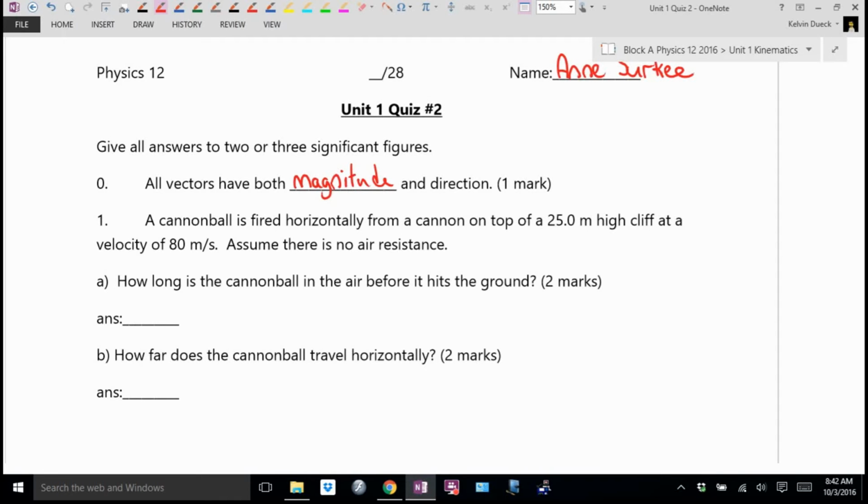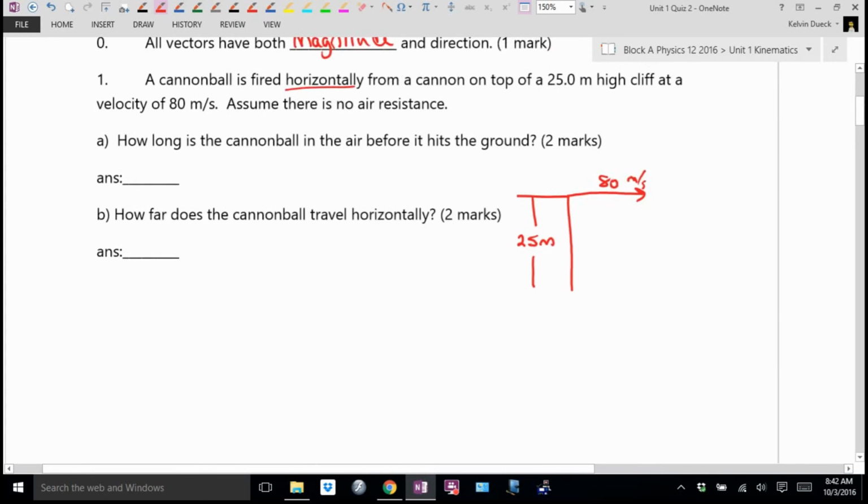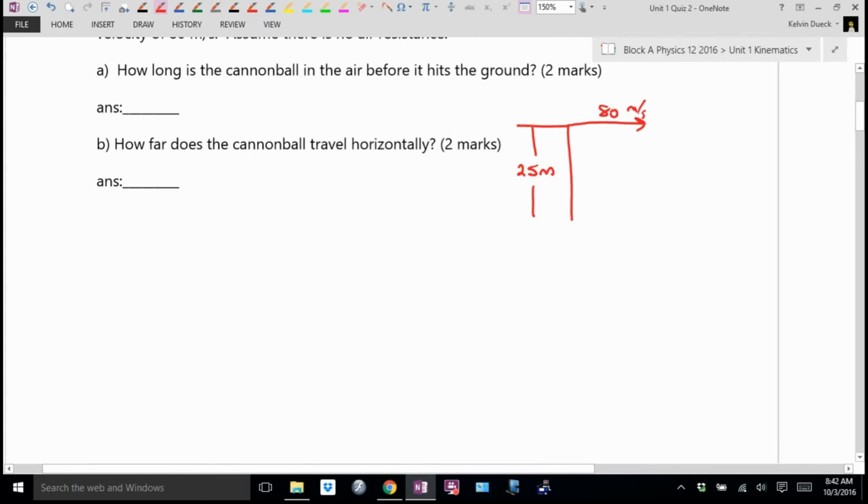I need both. Cannonballs fired horizontally, oh, I like that, from a cannon on top of a 25-meter high cliff. Assume there's no air resistance. That's my way of saying we're in our magic physics world where everything works out nice and we can pretend that we don't have any horizontal forces. I'm going to draw a sketch. The cliff is 25 meters high, and the velocity is 80 meters per second. I left lots of room down here, so I'm going to show my work down here, and then I'll put the answers up there.